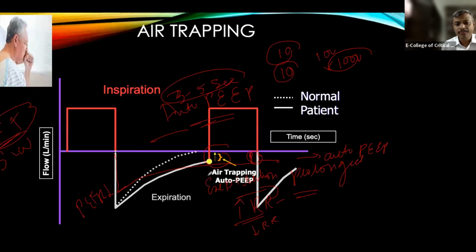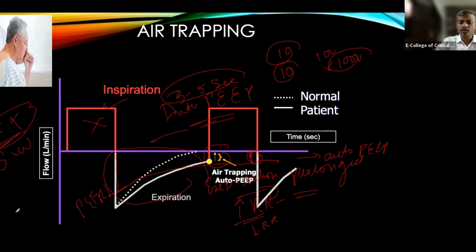Always look at the expiration part. Don't look at the inspiration. Inspiration is already fixed because you already selected the constant wave. Always check the expiration waveform, the expiration part of the flow time scalar. If you are not able to understand, I can repeat, but you have to interact. If any doubt is there, you can interact.